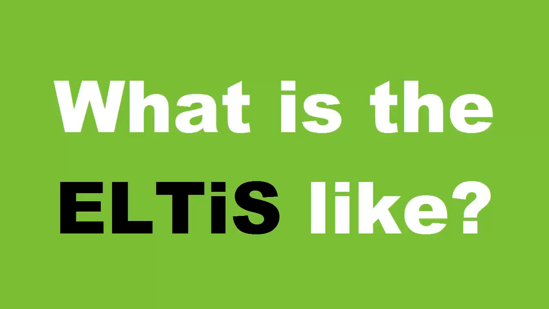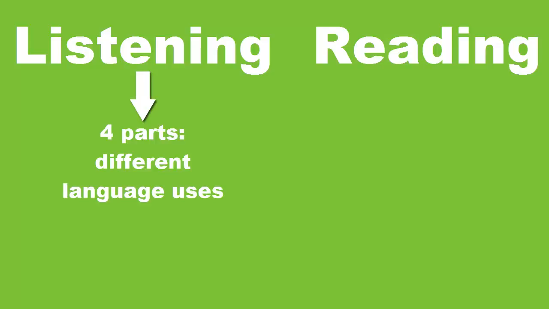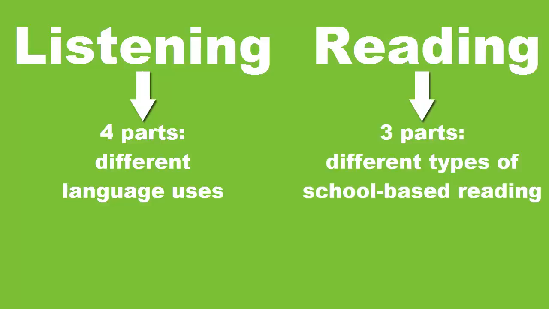So what is the ELTIS like? ELTIS consists of two test sections, listening and reading. The listening section has 4 parts, each covering a different language use situation in school. The reading section has 3 parts. Each of them covers a different type of school-based reading.